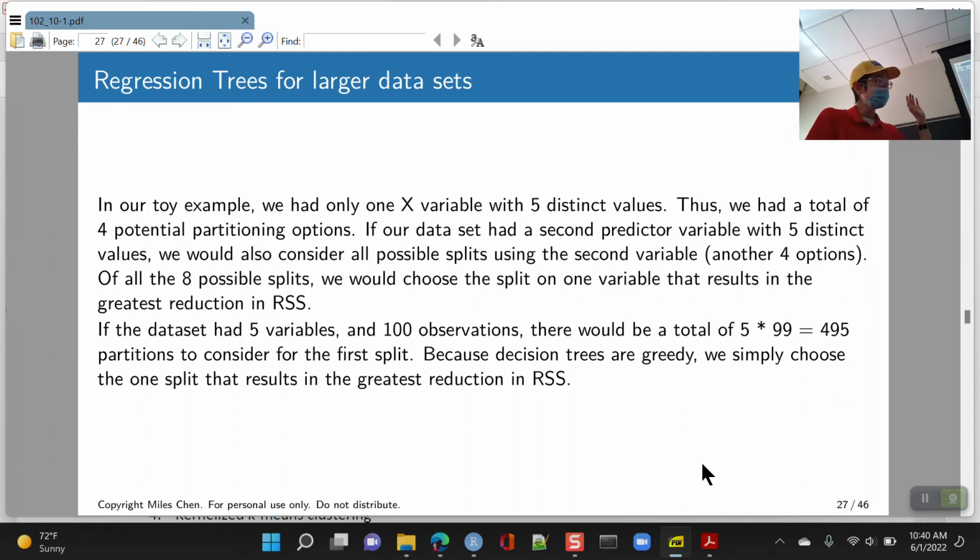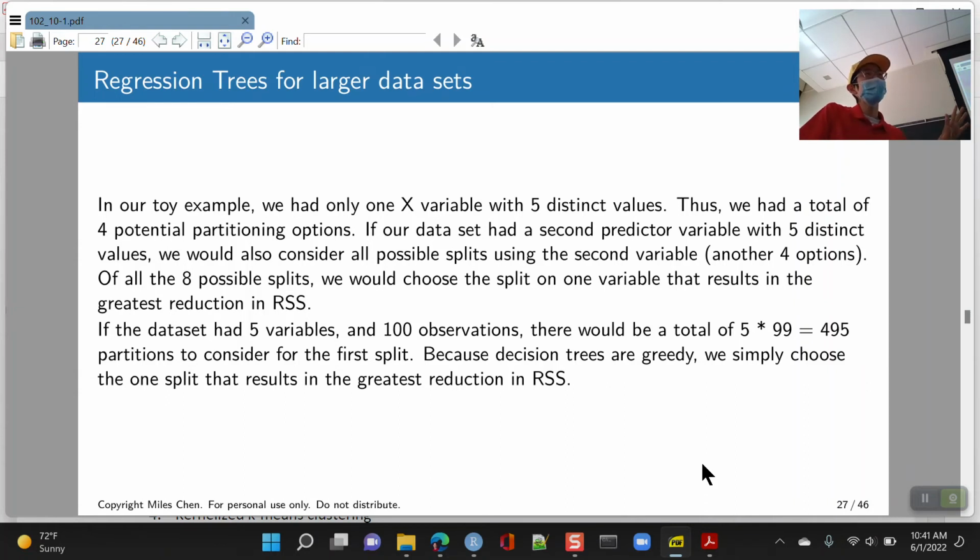And so you have 99 potential splits to consider for variable x1. Then you go to variable x2, and you consider all 99 potential splits. Then you go to variable x3, and you consider all 99 potential splits. And you do this again and again and again. So just for the very first split, you consider 495 possible splits. And that's just with 100 observations and 5 variables.